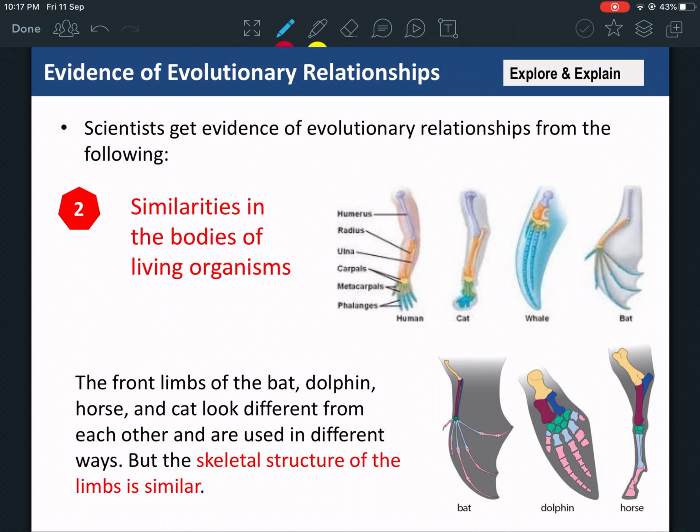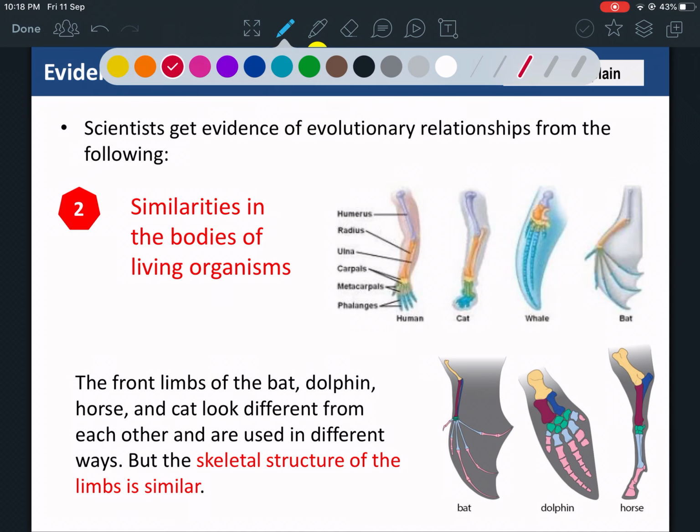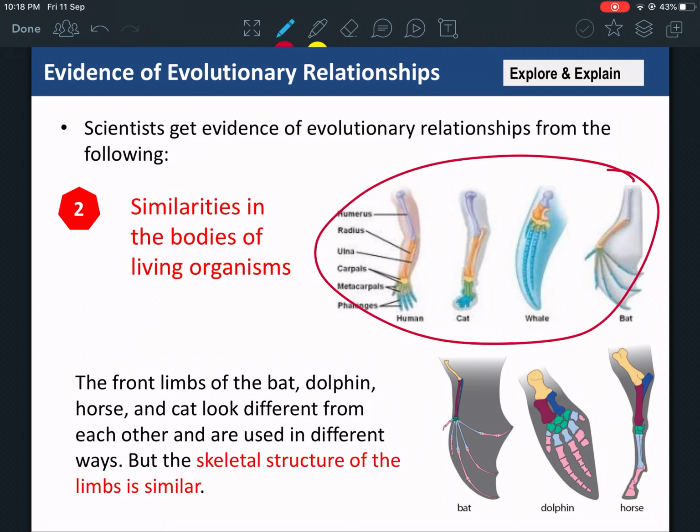Number 2, they see similarities in bodies of living organisms. Like they look at this, a bat, a dolphin, and a horse. I know that these don't look the same, but they believe that they have the same kind of structure. The ones that are colored the same, so pink, and then the blue comes later than the green, if you see those. Because of this similarity in structure, they believe that these have come from a common ancestor and they have evolved. They went through evolution, evolving from a common ancestor because they have similar shape.